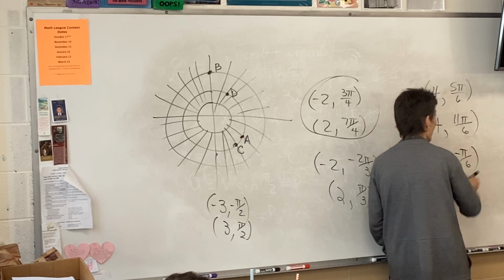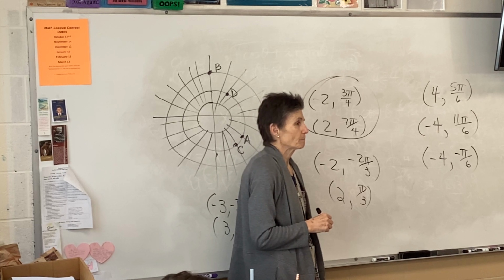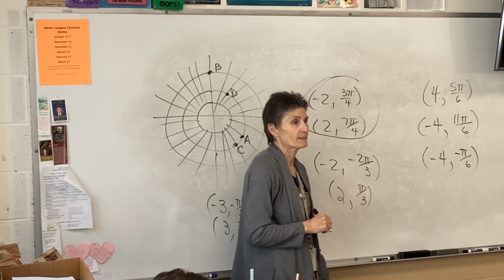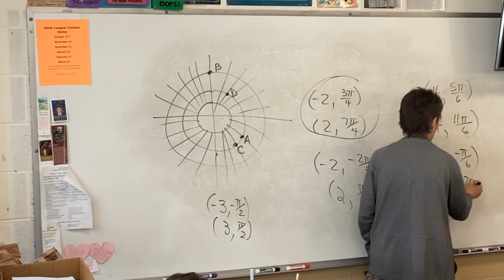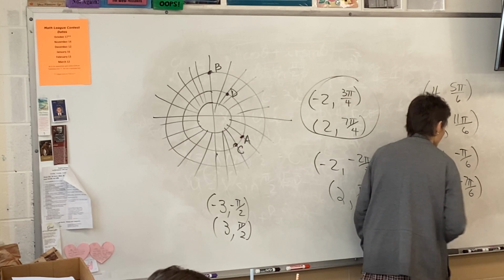Another one, Xander? Negative 4, negative pi over 6. Okay, what do you think about that? Is that one okay? Let's come up with one more. I know it only says 2, but let's get one more. Josie? 4, negative 7 pi over 6.